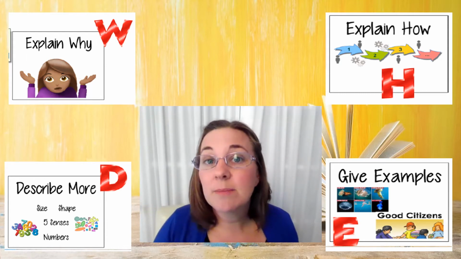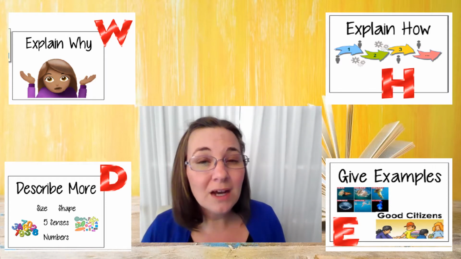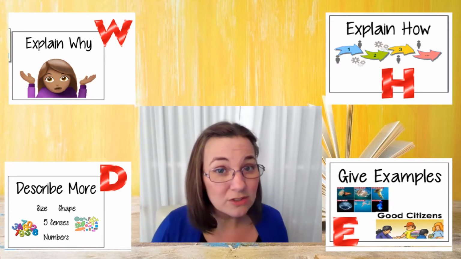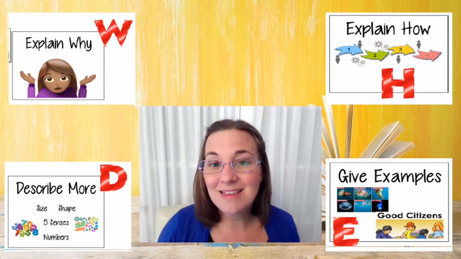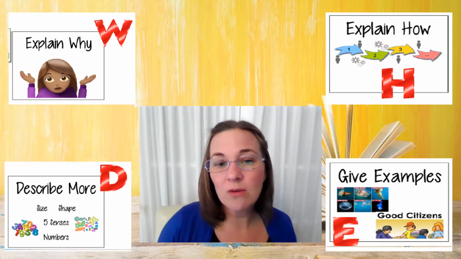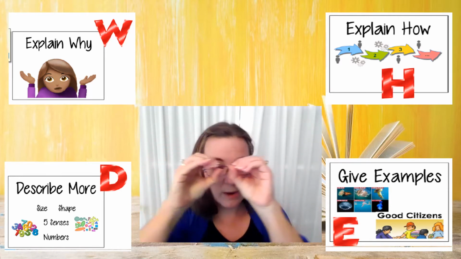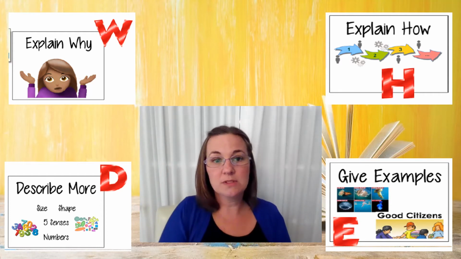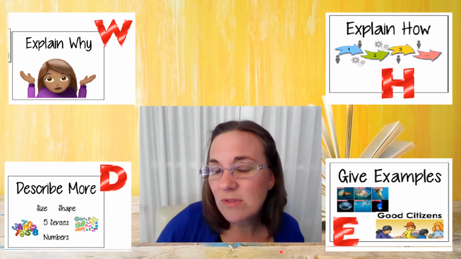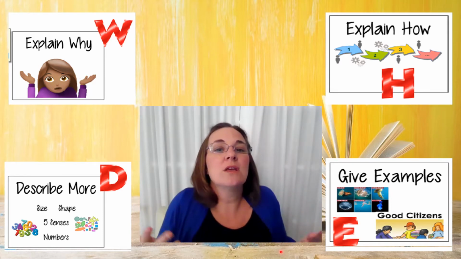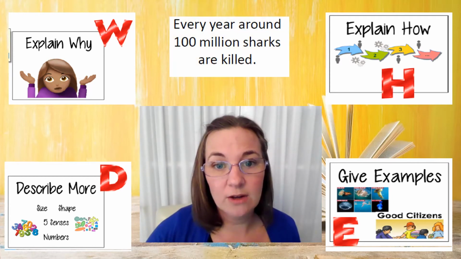We're going to look back at some of the details from the book, from a text that we just read. The author is making the point that sharks are in danger and scientists need to help. Let's take a look at these details and see if they are reasons that explain why, explain how, describe more, or give examples. I want you to touch the part of the screen that shows what you think that reason is doing. You could even do your gestures to help you. All right. Here's the first detail.